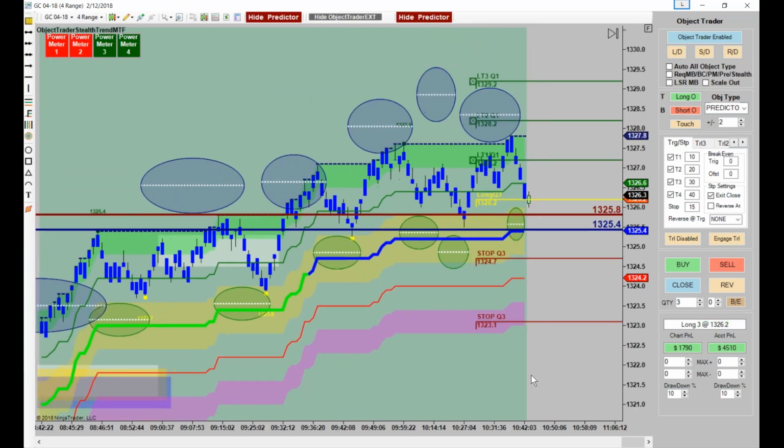Well, it looks like we got one. Did we want it there? Well, we'll find out. Object Trader said, yeah, that's a predictor, so I'm going to take it. Now, where would your stop be on this particular one? Because this looks like this might be going a little bit more sideways.